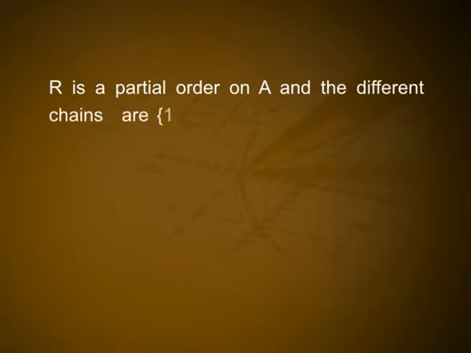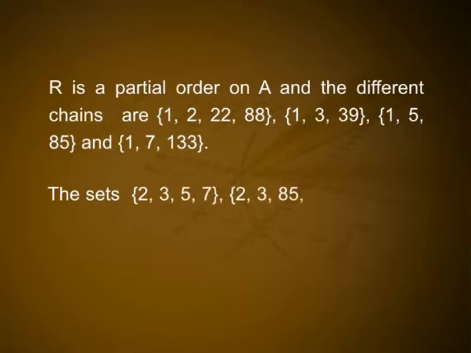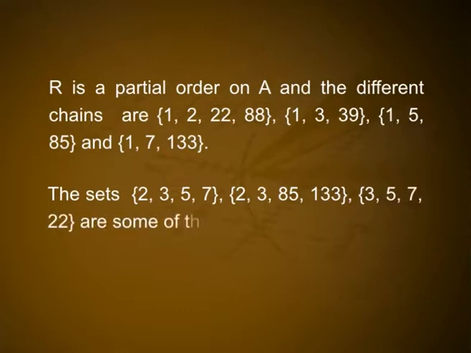Then R is a partial order on A and the different chains are the set {1, 2, 22, 88}, the set {1, 3, 39}, the set {1, 5, 85} and the set {1, 7, 133}. Here the sets {2, 3, 5, 7}, {2, 3, 85, 133}, and {3, 5, 7, 22} are some of the anti-chains.